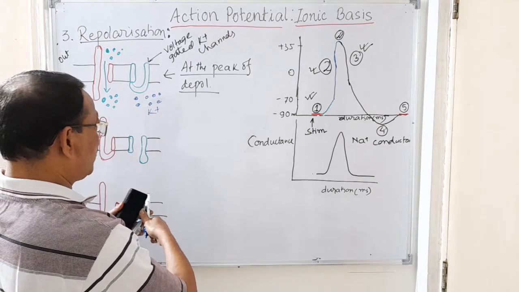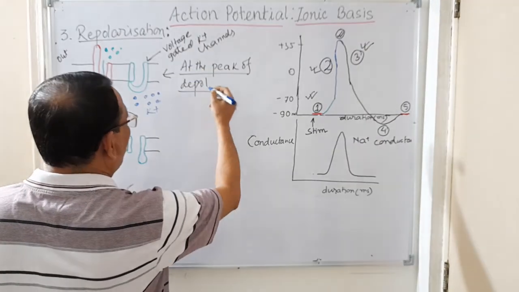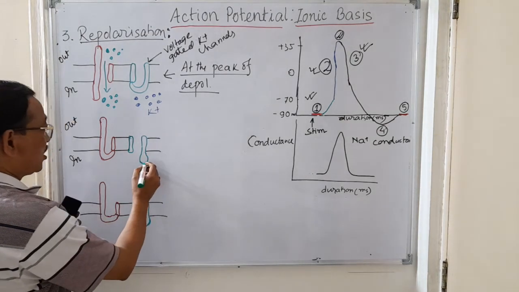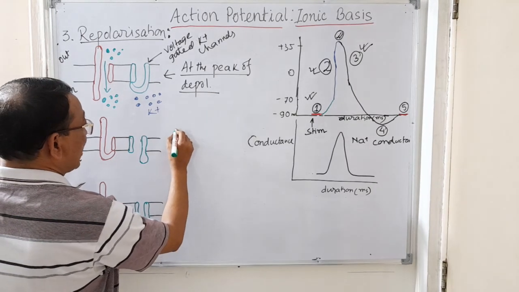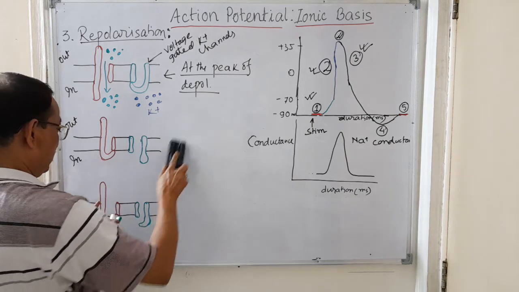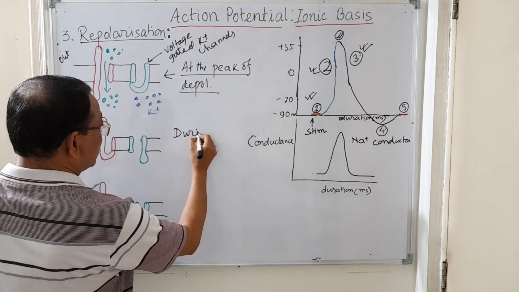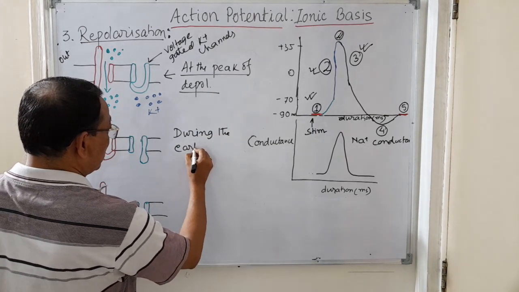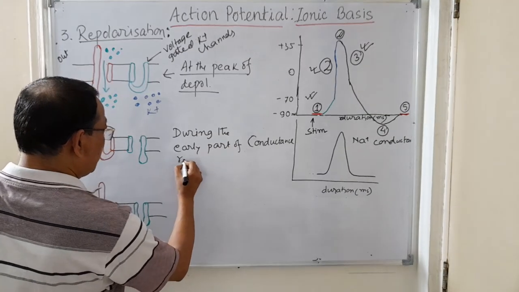Now, at this particular point, the gate of the voltage gated potassium channels is open. Here you see, this is the state of the membrane during the early part of repolarization.